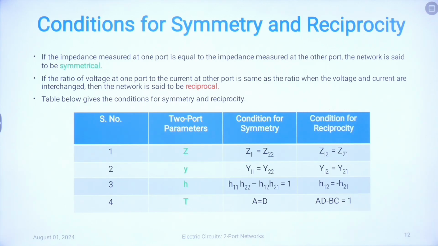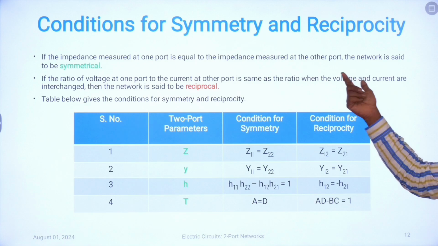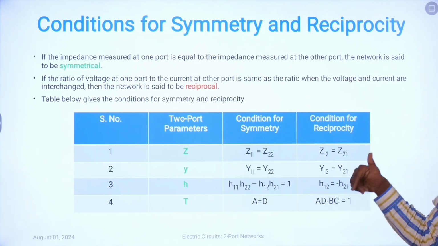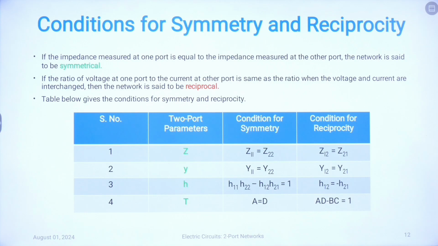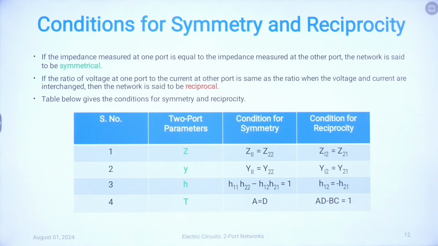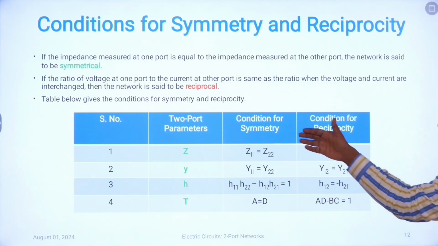Then you have reciprocal. What is reciprocal? That is actually called reciprocity. What does reciprocal mean? If the ratio of voltage at one port to the current at the other port is the same as the ratio when the voltage and current are interchanged, then the network is called reciprocal. That is the condition for reciprocity. So this is the condition for symmetry and then reciprocity. I have taken all the parameters.